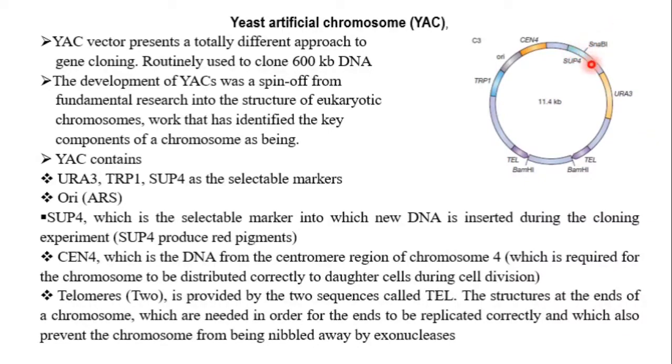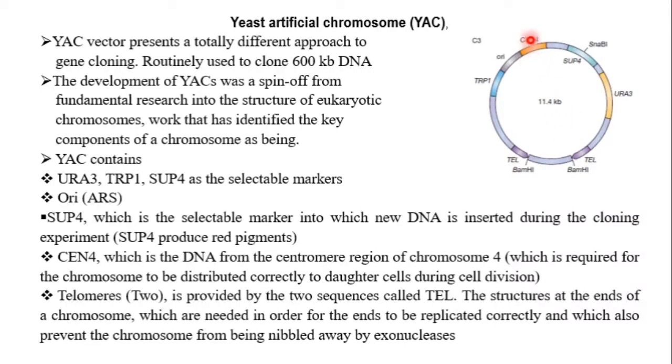That's why SUP4 will be mutated, and this colony cannot produce red pigment. When foreign DNA is inserted, SUP4 will be inactivated. The foreign DNA will be inserted in the SUP4 gene. And another portion is CEN4.